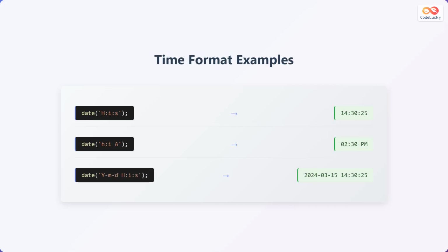Here are a few time formatting examples using the date function. First, date('H:i:s'); This will output the time in 24-hour format as hours, minutes, and seconds. For example, 14:30:25. Next, date('h:i A'); will output the time in 12-hour format with AM or PM. For example, 02:30 PM.